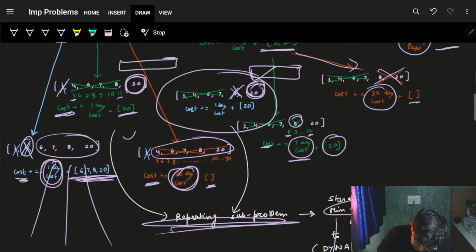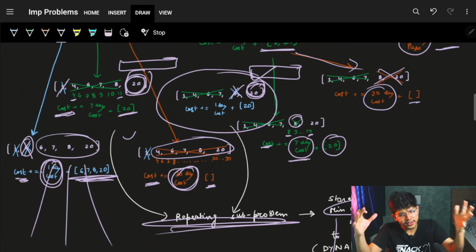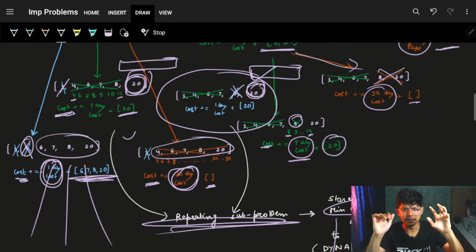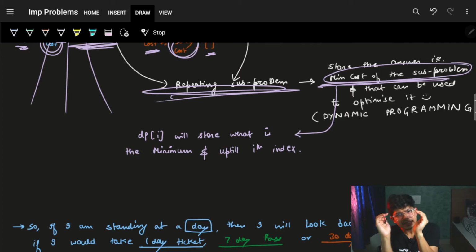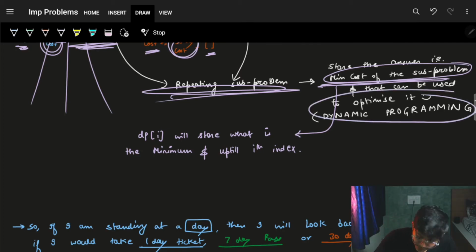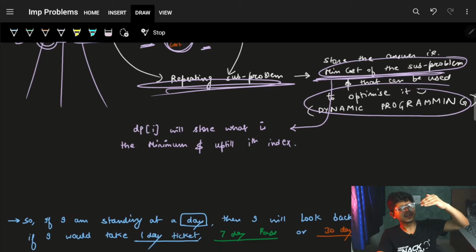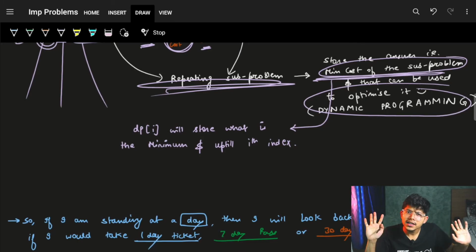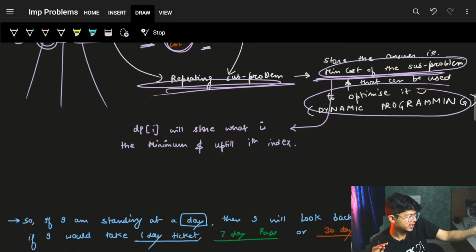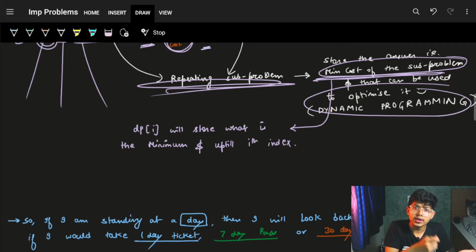The subproblem was, okay, what is the cost for the sub part? What's the optimal minimum cost? So my subproblem was the minimum cost of that subproblem, which means the subarray of days. So I just need to optimize it. I can just use DP. DP is nothing but you just don't have to compute that same thing again and again. You can just put it in some array, and grab that value from there rather than calculating the value again and again. That is what a DP does.